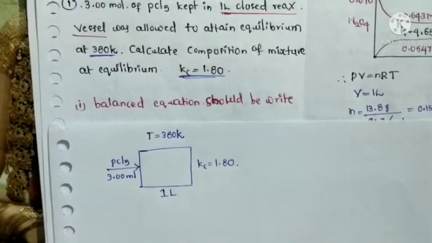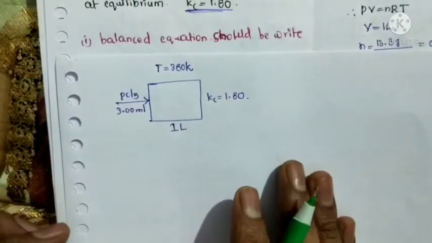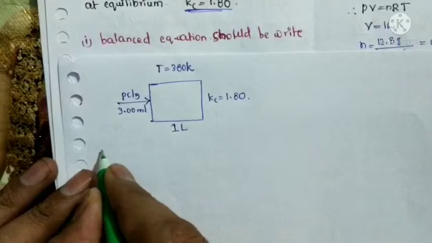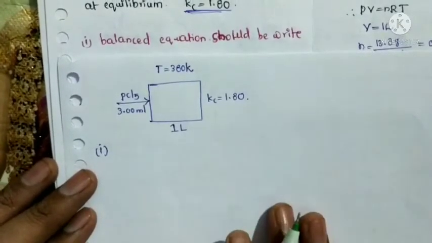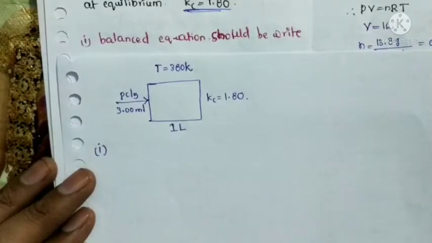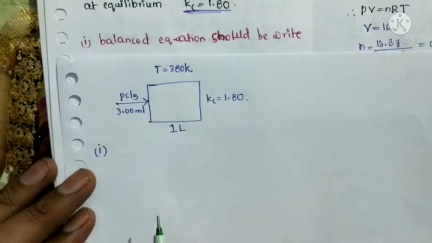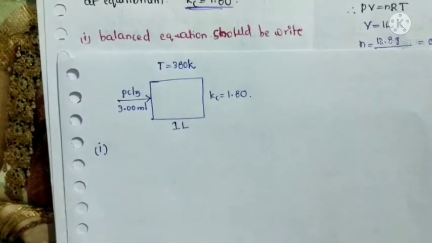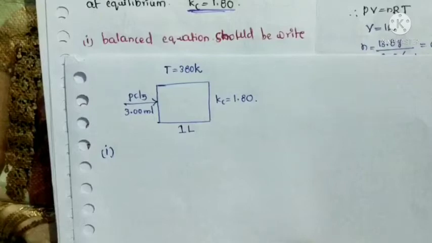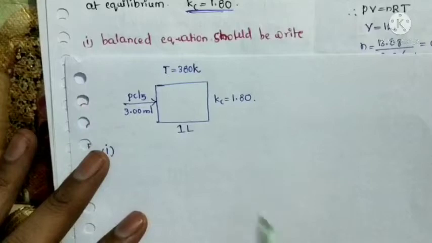Now, whenever we calculate the concentrations at equilibrium, first we should write the balanced chemical equation. It is very important. Balanced means the number of atoms of the reactants is exactly equal to the number of atoms of the products. Both sides are equal.